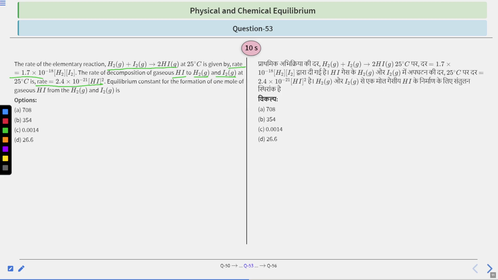So we have been given two rates here. One is for the elementary reaction H2 plus I2 giving 2HI, and one is for the decomposition reaction of HI to H2 and I2. The question asks for the equilibrium constant for the formation of 1 mole of gaseous HI from H2 and I2. So now we have to find the equilibrium constant for the formation of HI from H2 and I2. Options are 708, 354, 0.0014 or 26.6. So you have 10 seconds to solve this question. After that, we will see the answer.